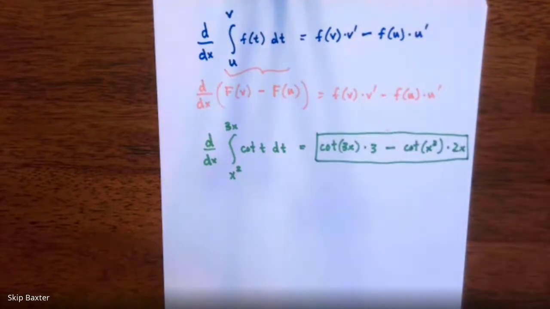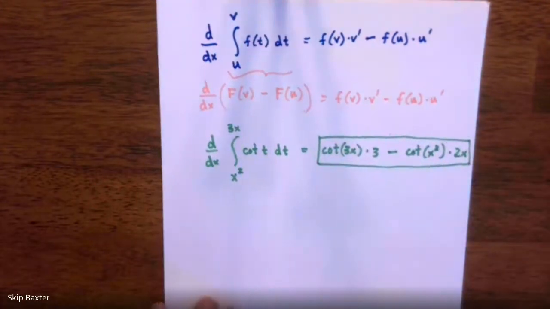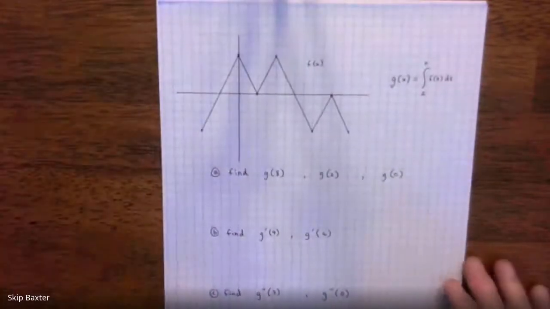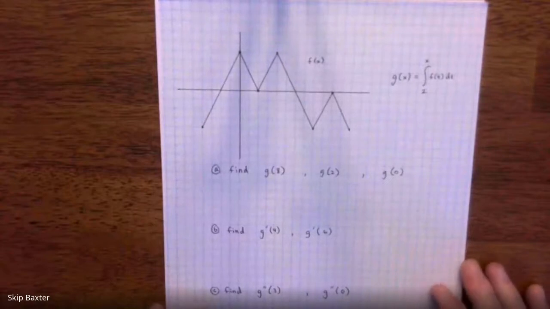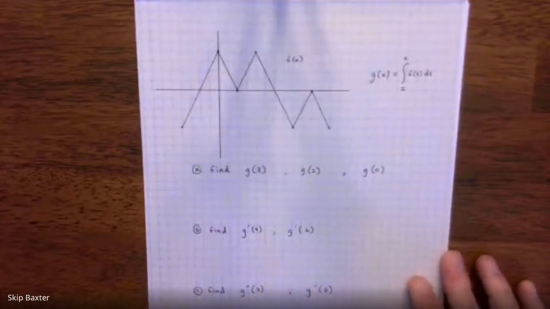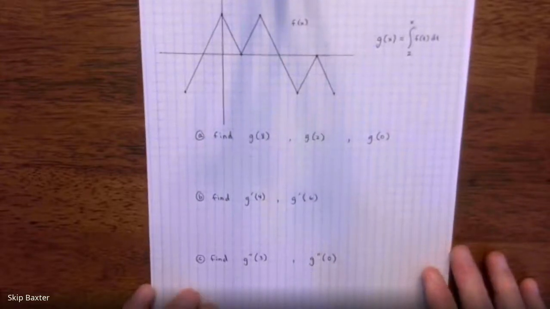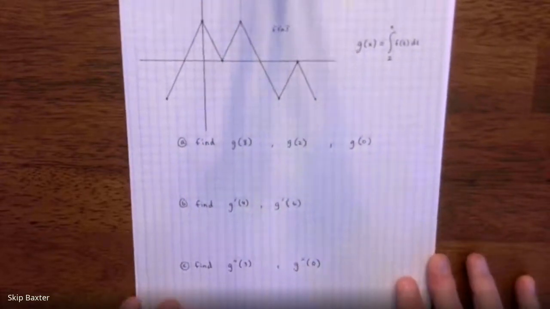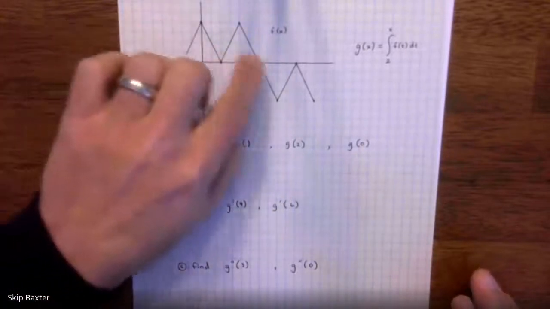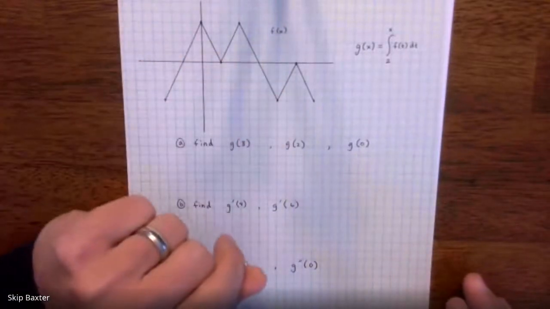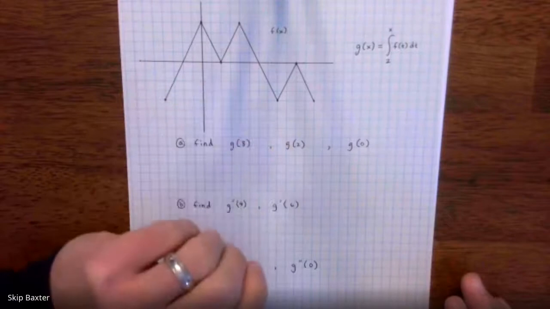Okay. Now, another way that this is used sometimes, FTC part 2, is sometimes they'll give you an integral defined function. So here's an example. This is actually borrowed from an actual AP question. It's not exactly the question that was on the AP exam, but it's a variation of it. Okay, so suppose you have this graph, f of x. It's a piecewise linear function.